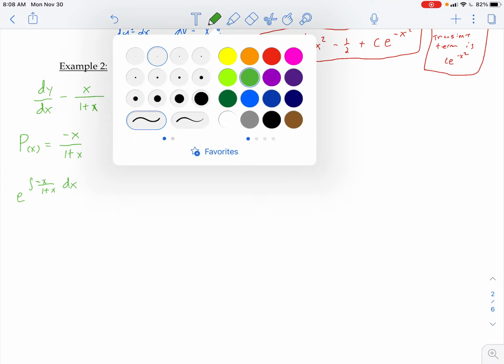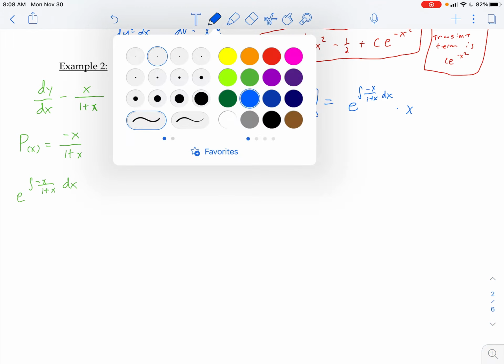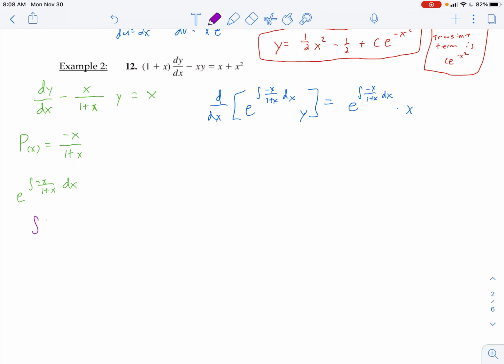Okay, so now we're putting in the integrating factor. Since we found the integrating factor, we're going to have d/dx of e to the integral of negative x over 1 plus x dx times y is equal to the right-hand side, which is going to be e to the integral of negative x over 1 plus x dx times x. All right, now I'm going to do the integration in the exponent, so I'm just going to rewrite it as the integral of negative x over 1 plus x dx.